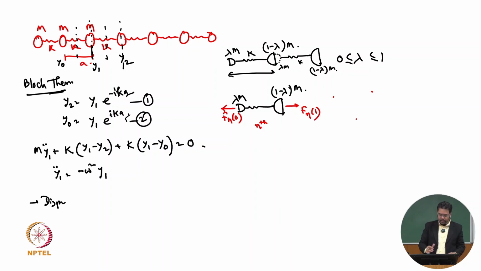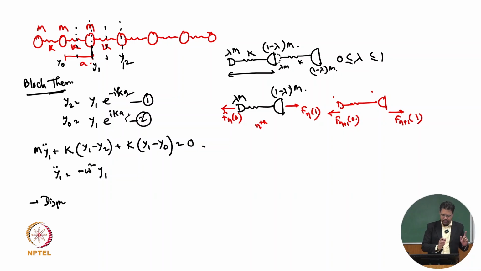Now, for the next unit, what will be the left side? Fn plus 1, 0, with the spring. This will be Fn plus 1, 1.